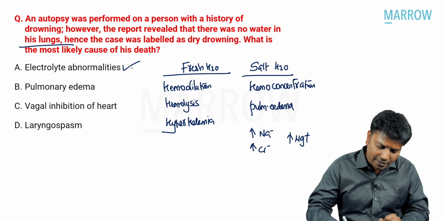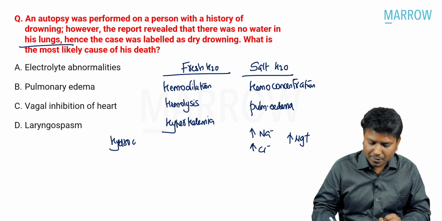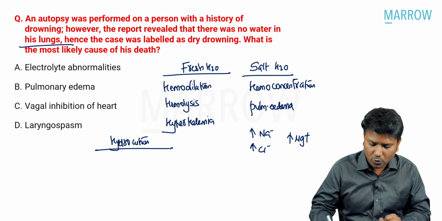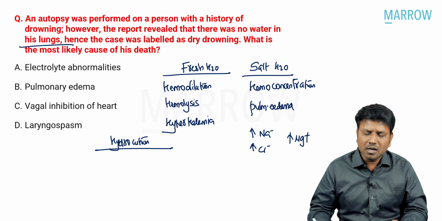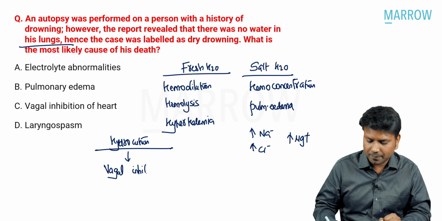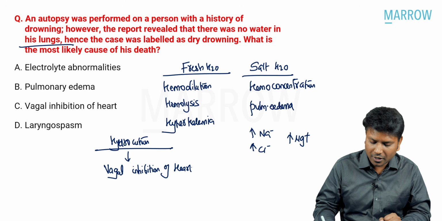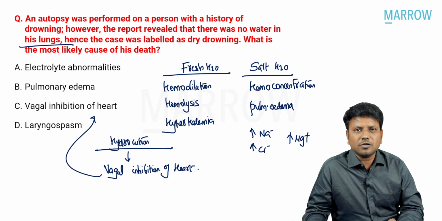In case they're asking for another important condition, that is called hydrocution. Remember, hydrocution is normally seen with cold water. I think in one of your previous examinations you got this question: what is the cause of death in hydrocution? The cause of death in hydrocution is vagal inhibition of heart. The vagus will stop the heart. The person will suffer from cardiac arrest. So that is called hydrocution.